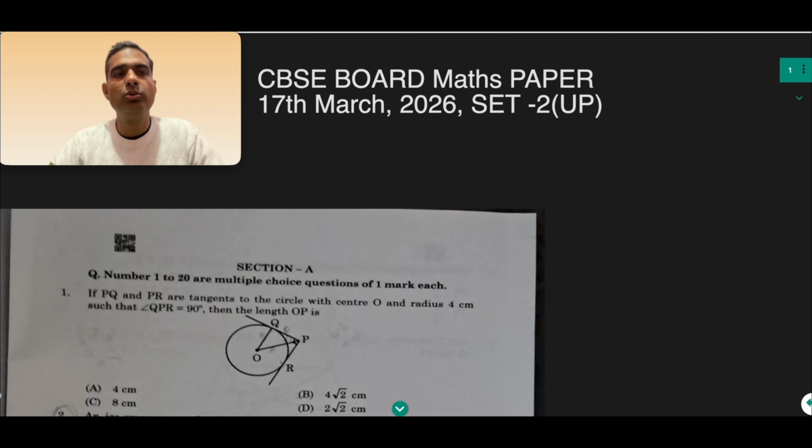So finally you appeared for your mathematics paper today of 2026. I hope you would have done well. I have got the CBSE Board Maths paper conducted on 17th March 2026, set 2 in UP. So let's go through the MCQs of this paper.